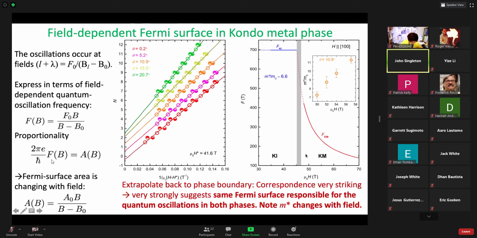So we can then use this function to plot the frequency as a function of magnetic field. You can see it's going down and down and down like this. But then if we extrapolate it backwards, it links up with the frequency of the quantum oscillations in the Kondo insulator phase. So in other words, it very strongly suggests that the same Fermi surface is responsible for the quantum oscillations in the insulating phase and in the metallic phase.